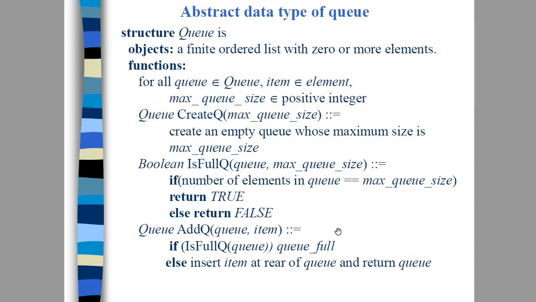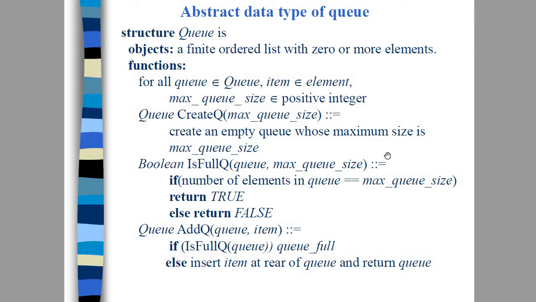So now let's discuss the abstract data type of queue. It is again a finite collection of elements. It's an ordered set, with 0 or more values in it. Here the maximum size of the queue can be set by whoever is defining the abstract data type. When we create the queue, it will be created as empty, for whatever maximum size we have given.